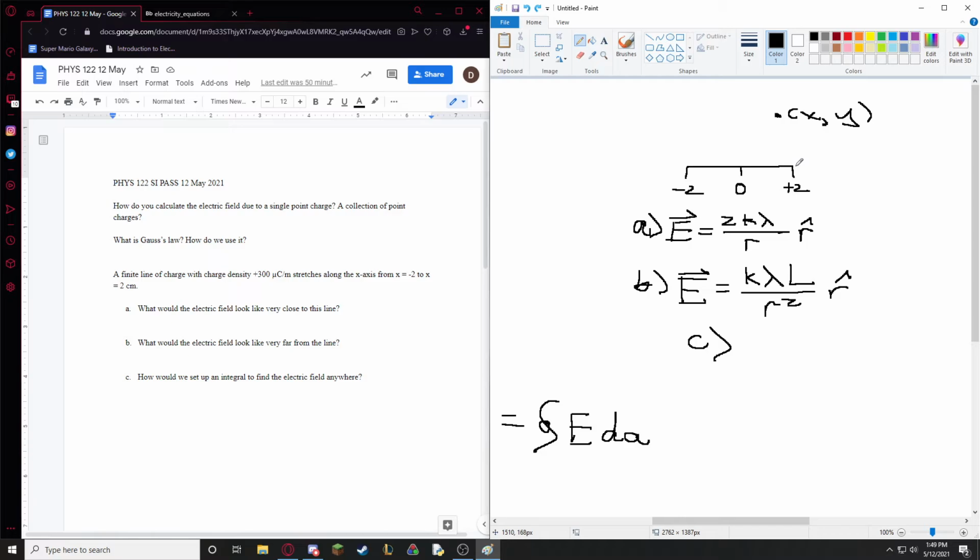Well, let's say, first of all, let's start at this end. So we have our electric field due to this point at the end here. Let's say we just have a point charge at the end. What is our electric field going to look like due to that point charge at the end?